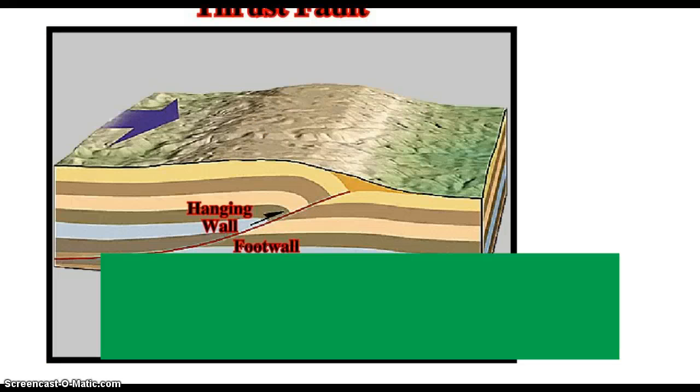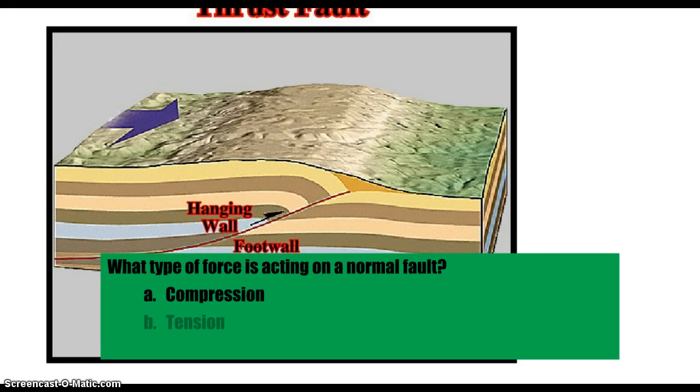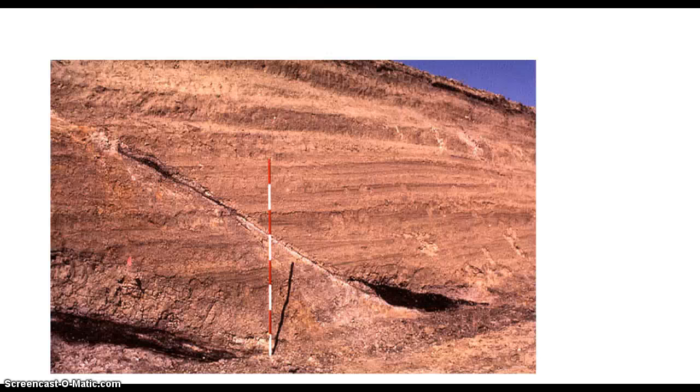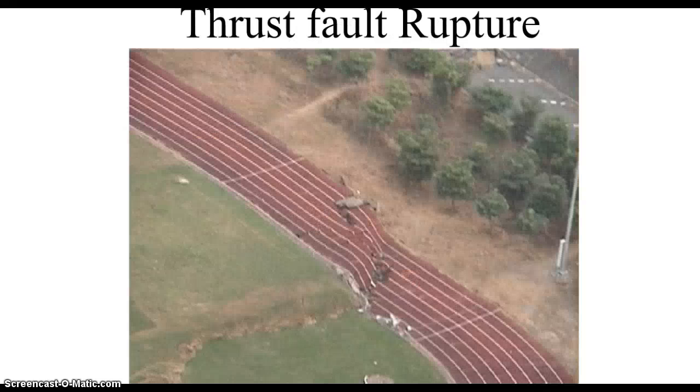Another type of fault is the thrust fault, and this is where the two plates are moving together. So would that be compression, tension, or shearing? You got it. It's compression, just like if you pushed a piece of paper on both ends. And those are just showing some of that. So what type of boundary do you think that would happen at? You're right, convergent. And that's a kind of a cool picture of a track where a thrust fault happened.